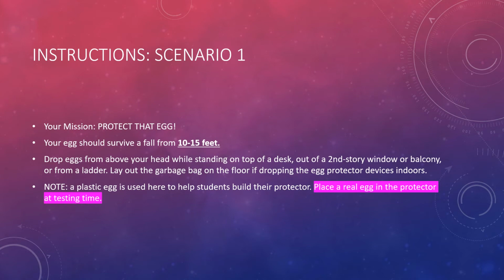This is not because the plastic eggs will make a mess. Again, you're going to use a plastic egg to start, but popsicle sticks break, y'all, and rubber bands snap. So we want to make sure that if those things do break, you can find them easily so you don't step on them and hurt yourself. Again, please make sure for the first trial you are using a plastic egg. After you've done your trial, then you can place a real egg in the protector when it's time to test it.